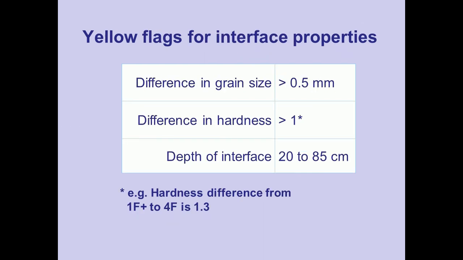Here are the yellow flags for the properties of each interface or boundary between layers. If the difference in grain size between adjacent layers is greater than 0.5 millimeter, the interface is assigned a yellow flag. If the difference in hardness between adjacent layers is greater than 1, the interface gets a yellow flag. If the depth of the interface is between 20 and 85 centimeters below the snow surface, the interface gets a yellow flag. Using numbers for hand hardness, a hardness difference from 1 finger plus to 4 finger has a value of 3.3 minus 2, which equals 1.3.